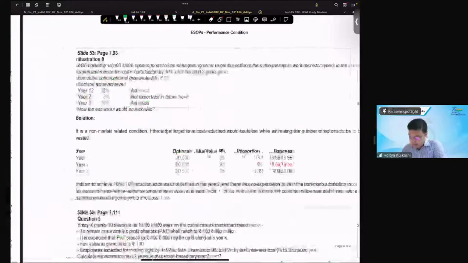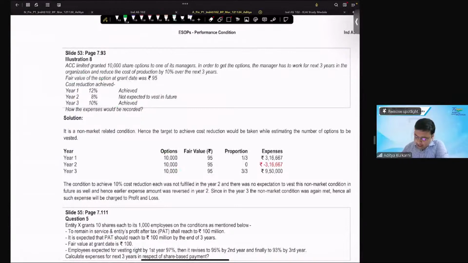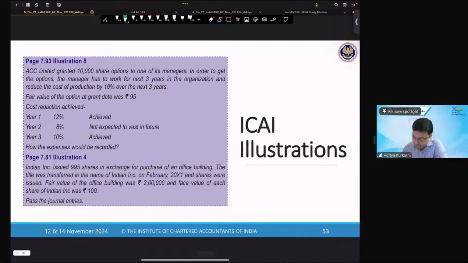Let's proceed to the next one. Can you try this for homework? You can try this question for homework. Same impact, but here there is a reversal in 1 year.